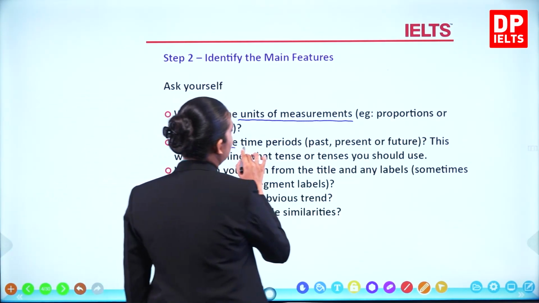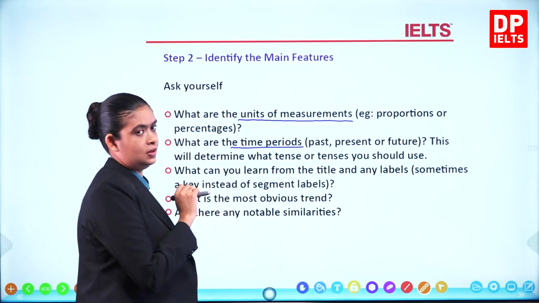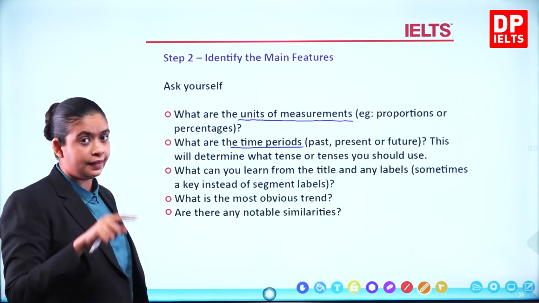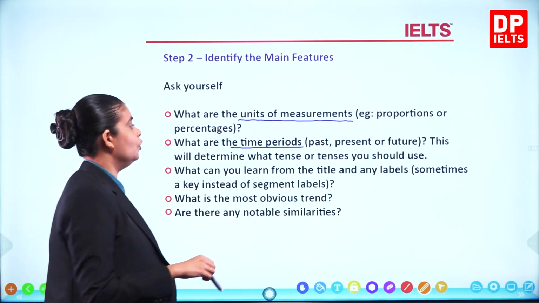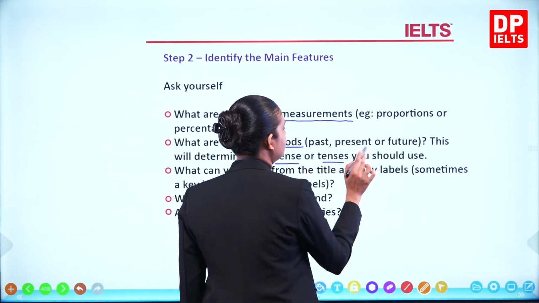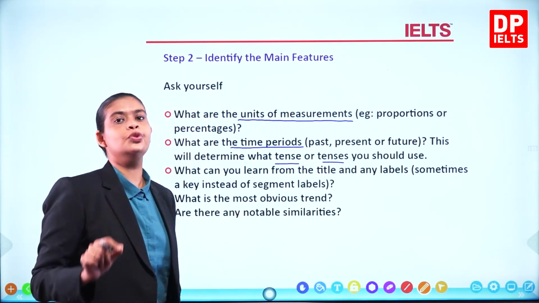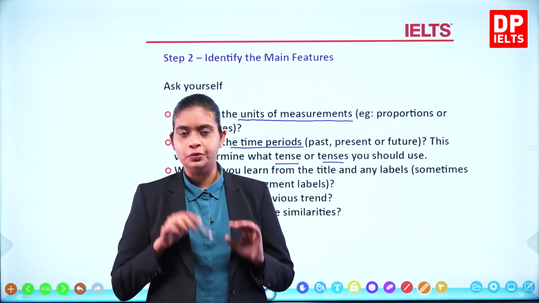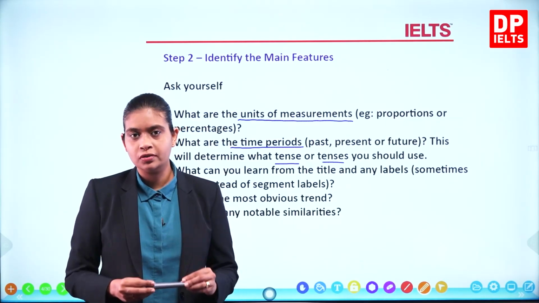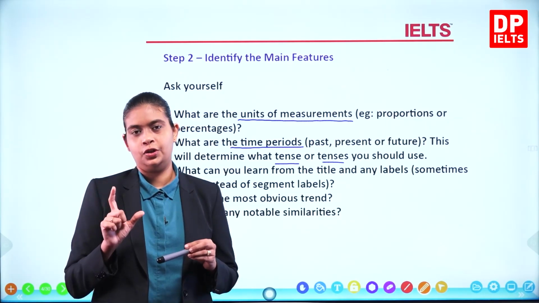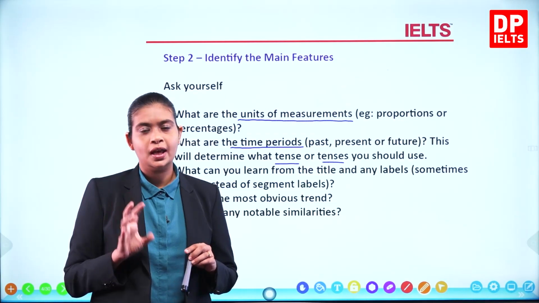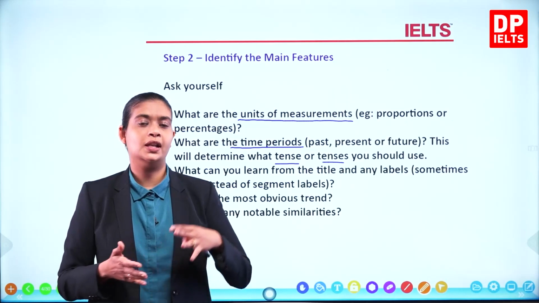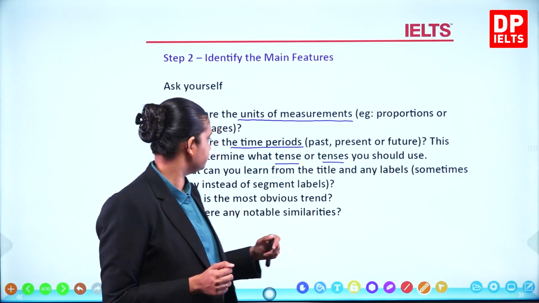Then, if there is a time, what are the time periods? Is it the past, present, or future? This will actually help you to understand what tense or tenses you should use in your writing. As I always tell you, grammar is an important part of your writing task. So therefore, you should focus on the tenses, right? The accuracy as well as the range as well.